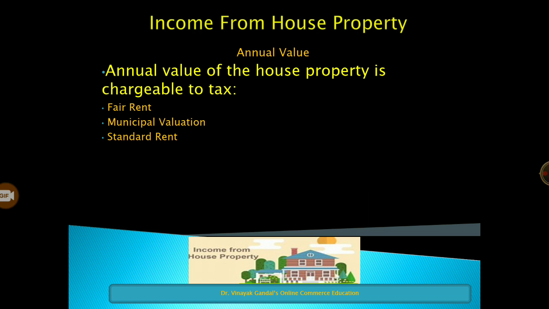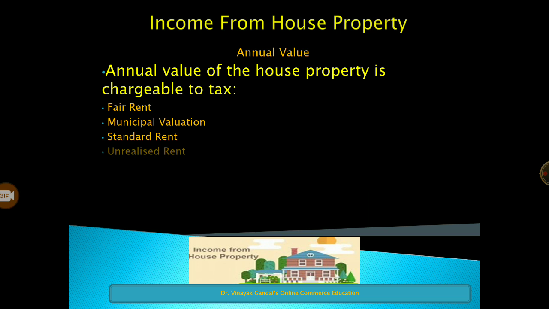So standard rent is the rent which is fixed under the Rent Control Act. If the standard rent has been fixed for any property under the Rent Control Act, the owner cannot expect to get a rent higher than the standard rent. Means it is the rent which is confirmed or fixed by the government as per the Standard Rent Control Act. That is also considered while determining annual value of the property.